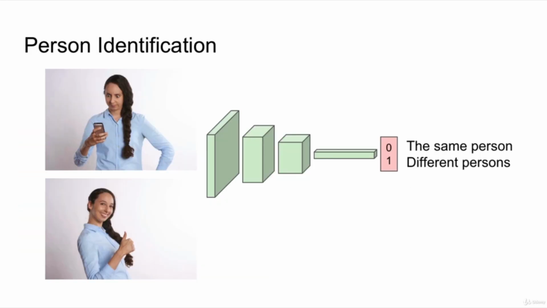The problem of person identification is widely used in the banking system. Usually banks would like to identify persons by the photo and say whether this is the same person or not. We will study this problem at the end of the course.